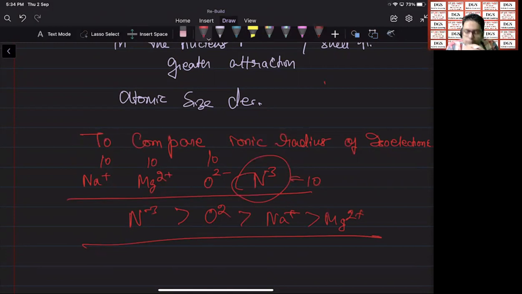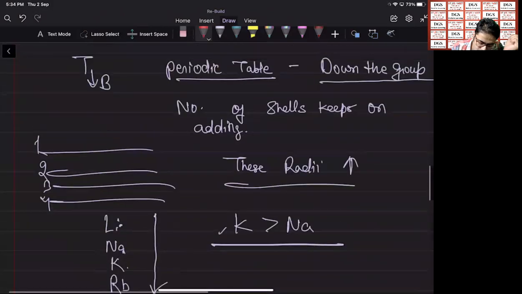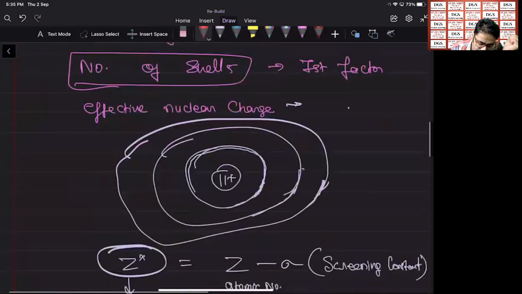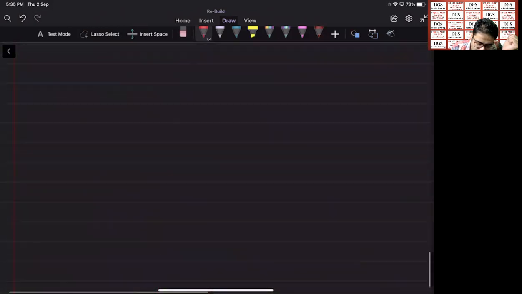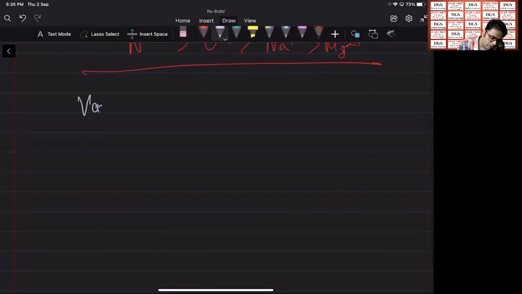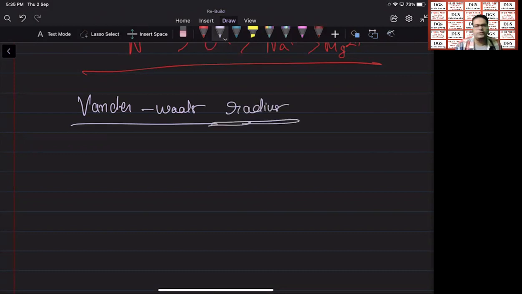Fine, my dear students. So this is how we can understand the concept of atomic radius, sizes, ionic radius, metallic radius, and finally, let's wind it up with one more type of radius, that is Van der Waals radius. Let me tell you, Mr. Van der Waals is a pretty important person in terms of knowing the intermolecular forces.